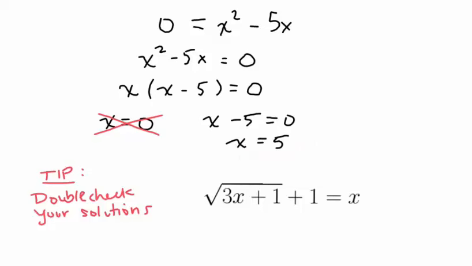Next, let's check x is equal to 5. If we substitute 5 into the radical, we're going to get square root of 16, which is 4, plus 1. So we have 5 on the left-hand side and 5 on the right-hand side. So 5 is the only possible solution here to the original equation.